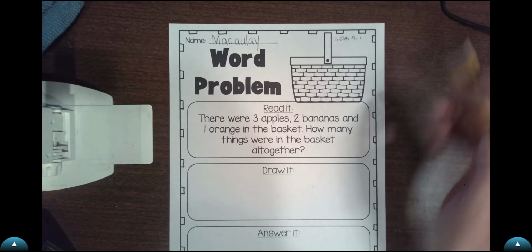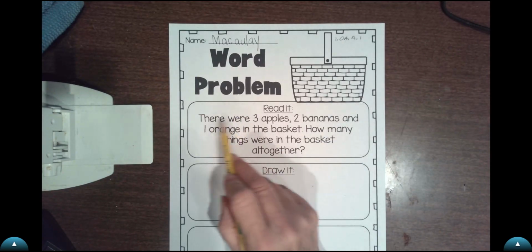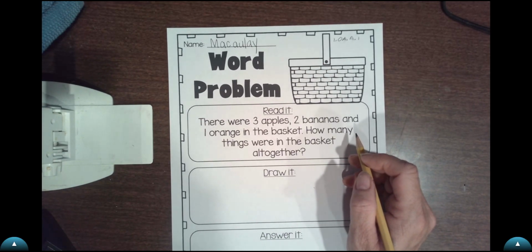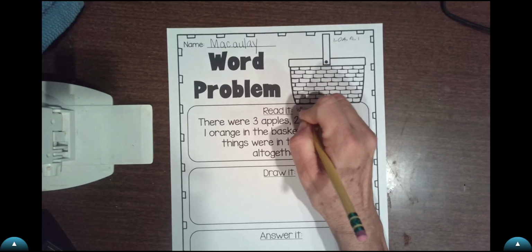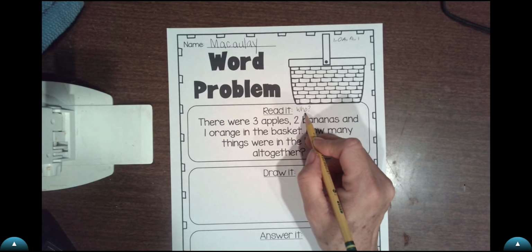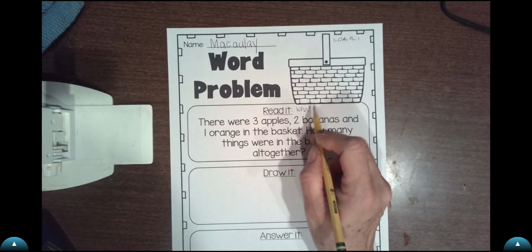It says here, I'm going to read it. And the first time we're going to read it, we're going to think about the answer. The question is, who is the story about? You don't need to write down the word who. I just wrote it down to remind you. Okay, who is the story about?